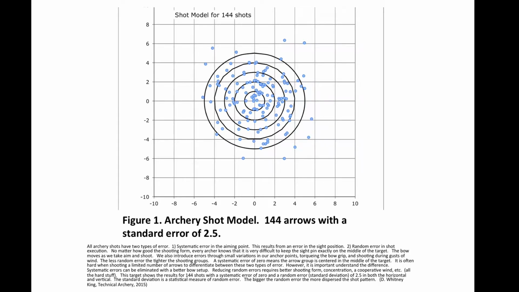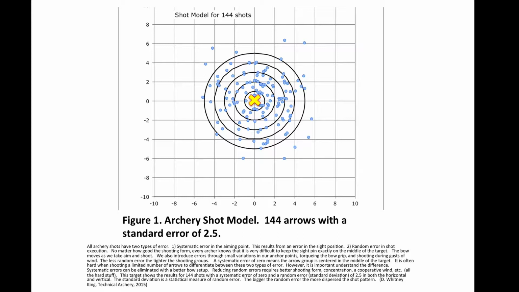In this video, I'm going to talk about the difference between systematic and random errors in the context of archery shot placement. Figure 1 shows a typical shooting result for 144 arrows, where each dot represents an arrow location shot at an archery target, where the numbers represent the rings. So we're starting with the 10 ring in the center and moving outward.